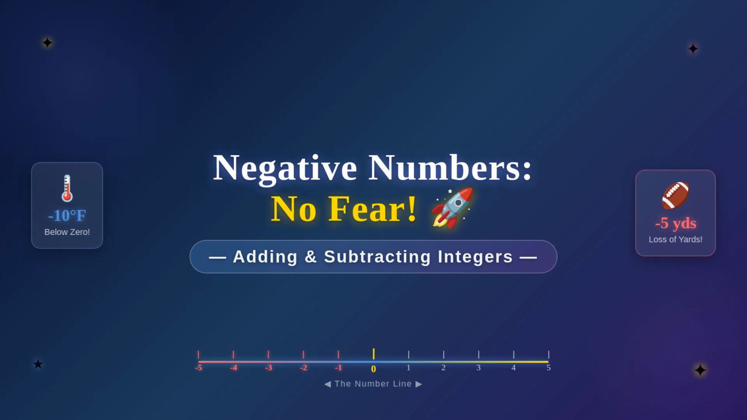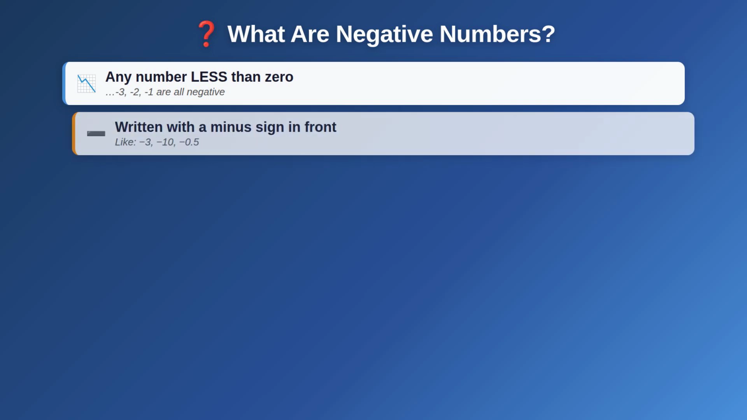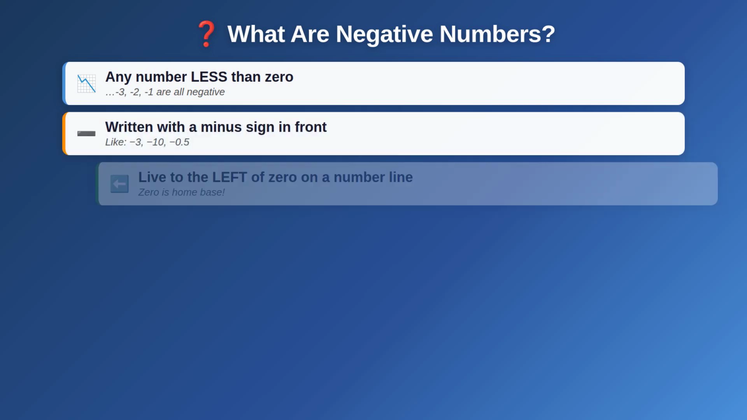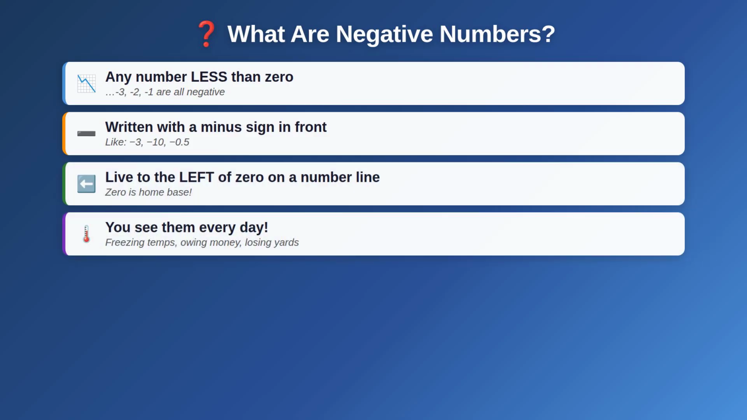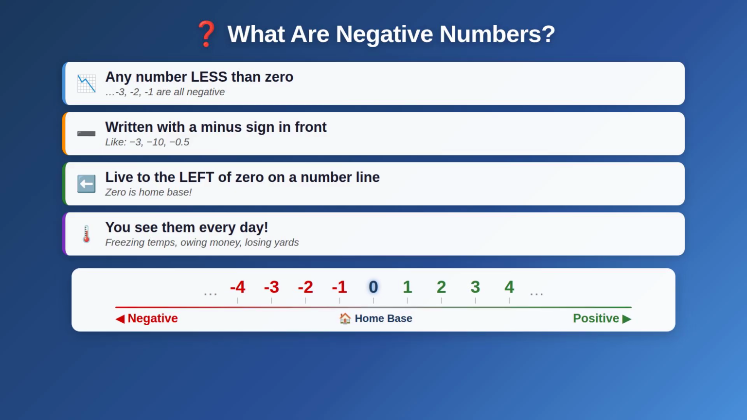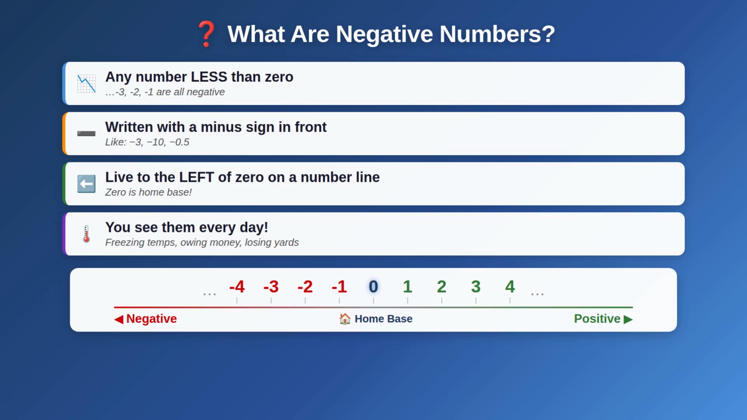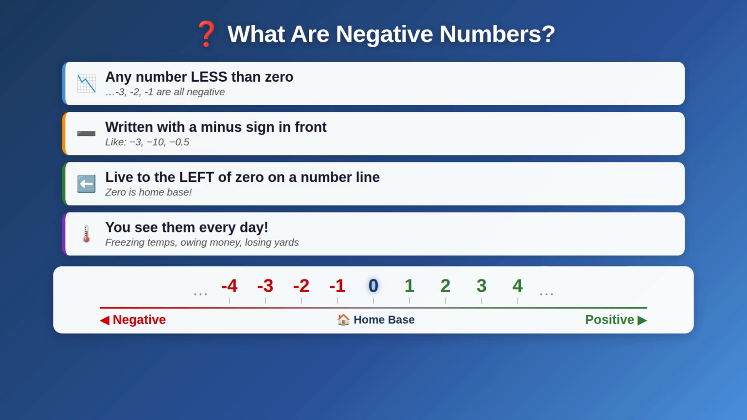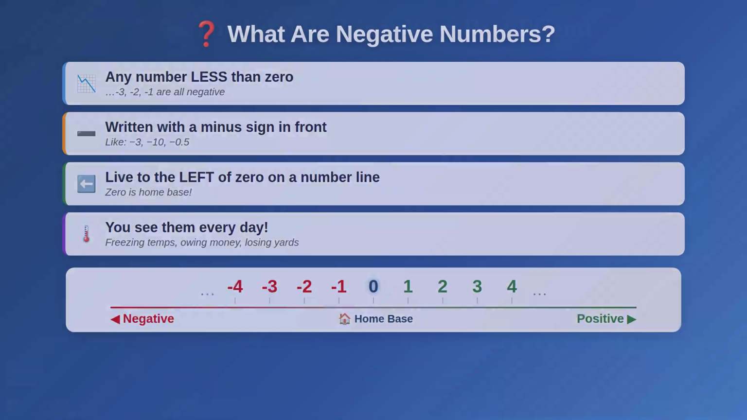Let's do this. Before we start adding and subtracting, let's make sure we understand what negative numbers actually are. Negative numbers are any numbers less than 0. You write them with a little minus sign in front, like -3. On a number line, they live to the left of 0. Think of it like this. 0 is home base, and negative numbers are in the opposite direction from your regular counting numbers. You see negative numbers every day. Freezing temperatures, owing money, or a football team losing yards.